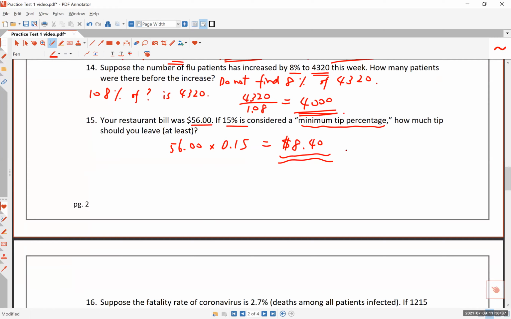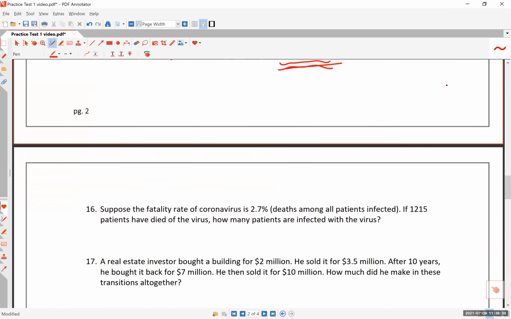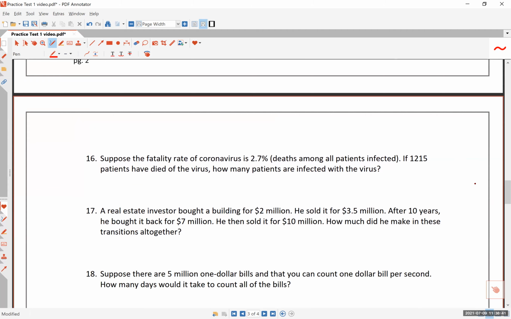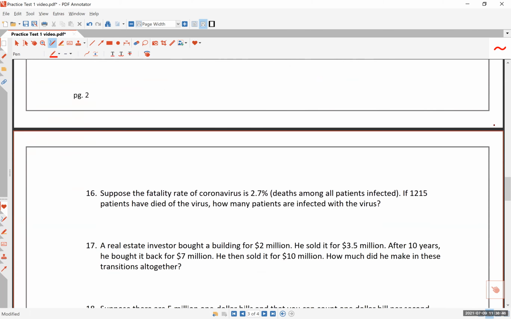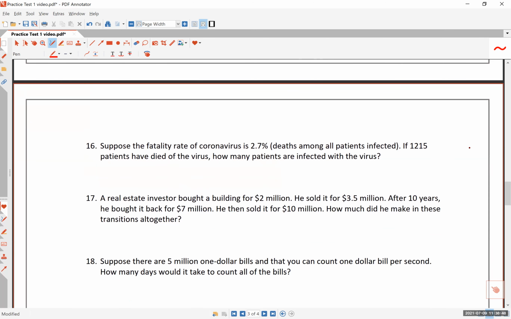I probably would put about $10, maybe even more, to help support these workers. All right, so that's the third set of 5 questions. In the fourth part, we will start with number 16.